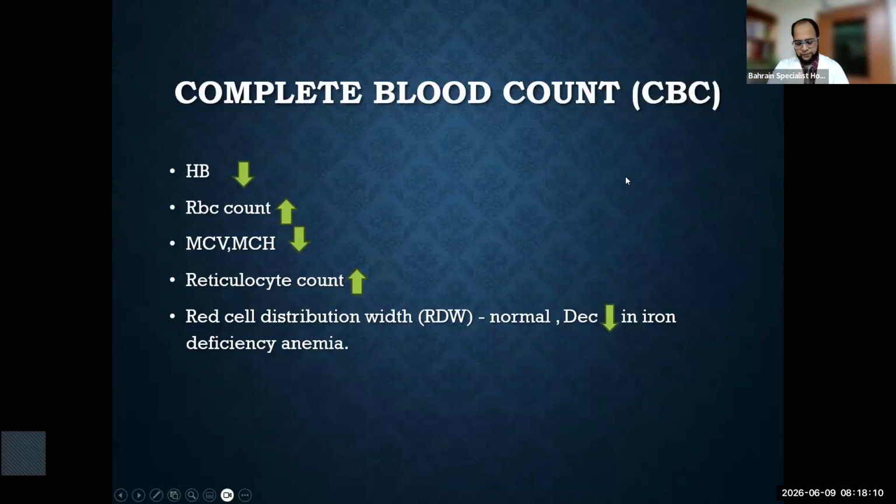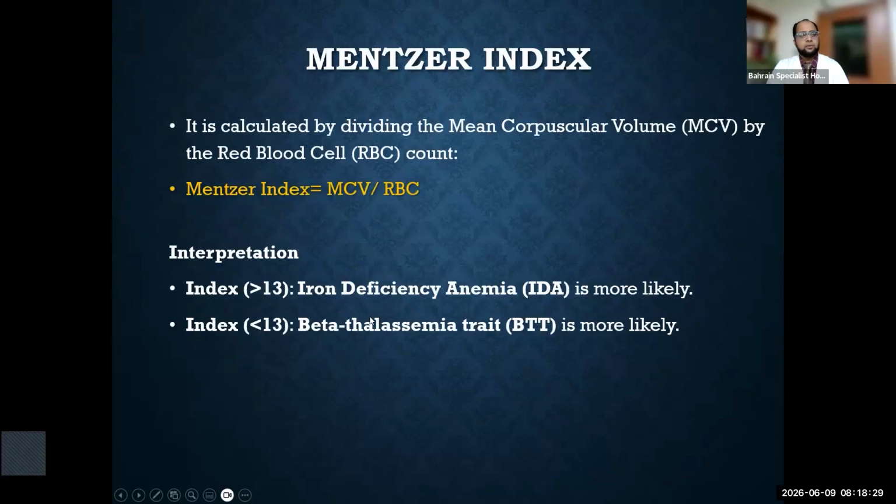In CBC, the features that we see are reduced hemoglobin, increased RBC count, reduced MCV, MCH, and increased retic count. RDW will be normal. And as we know, in iron deficiency anemia, RDW is increased. So that helps us rule out iron deficiency versus thalassemia. When we see a CBC report, we have to make sure we note down the Mentzer index. This is one of the hints that we are looking at a case of thalassemia or iron deficiency anemia. Mentzer index is calculated by MCV divided by RBC count.